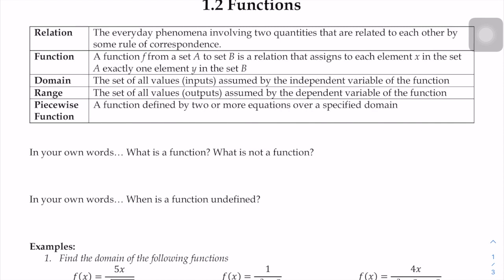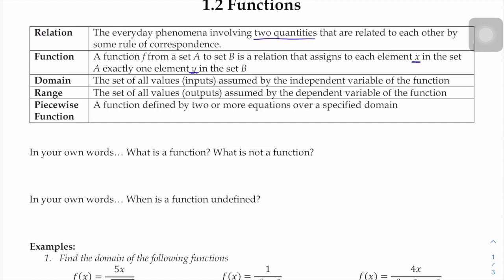So here we go. A relation is when we have an everyday phenomenon that involves two quantities that are related to each other by some rule of correspondence. So some way these two are related, it's some kind of pattern that is making them get related. Now from a relation, then we can determine if something is a function. Whenever we have a graph, it's normally a relation, but we can determine if it's a function if we have one element in our x for every one in our y. So that means that our x's only go to one y. X never goes to two different y values, so you should only have each x value listed once.